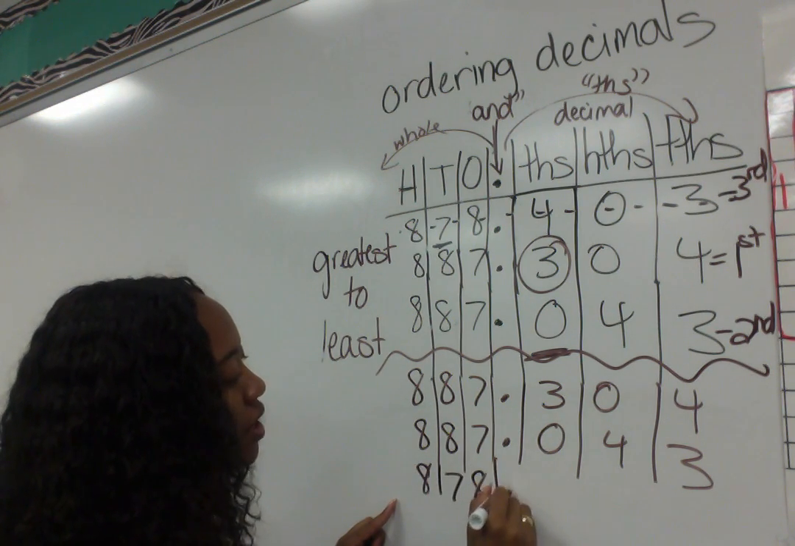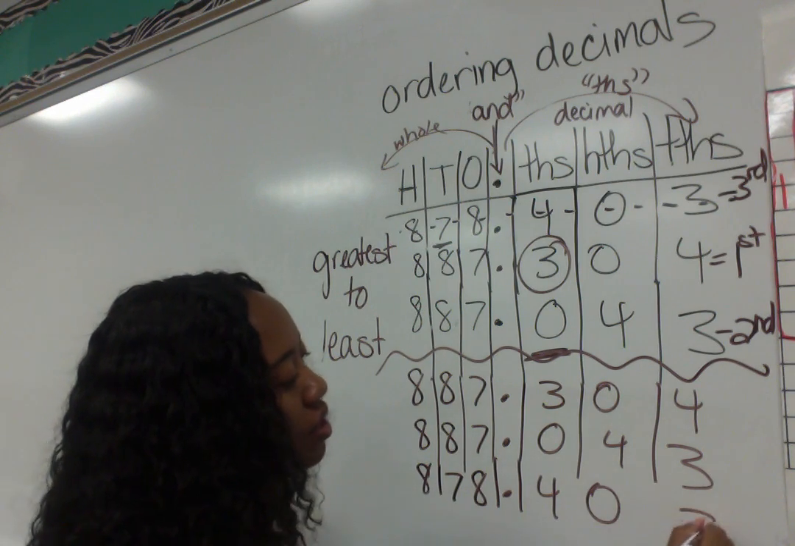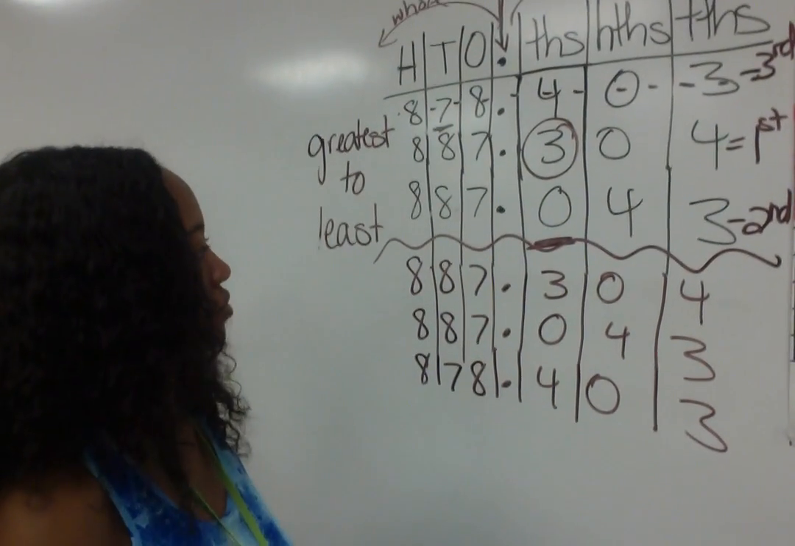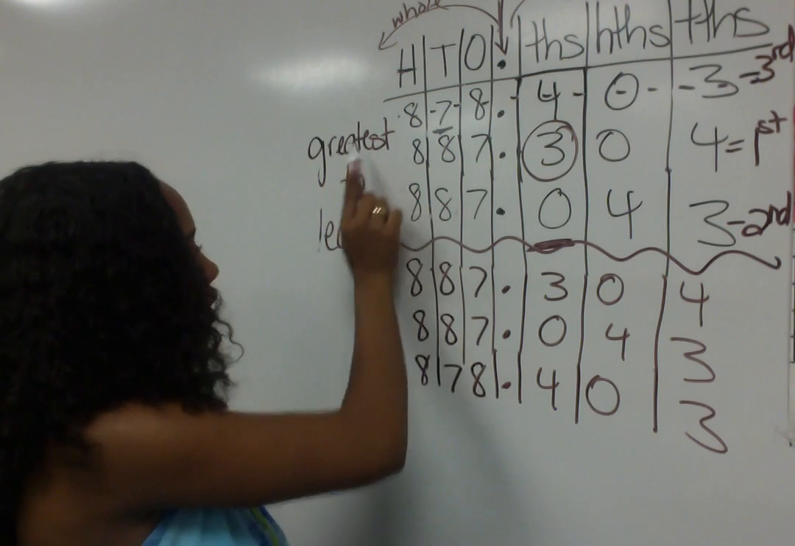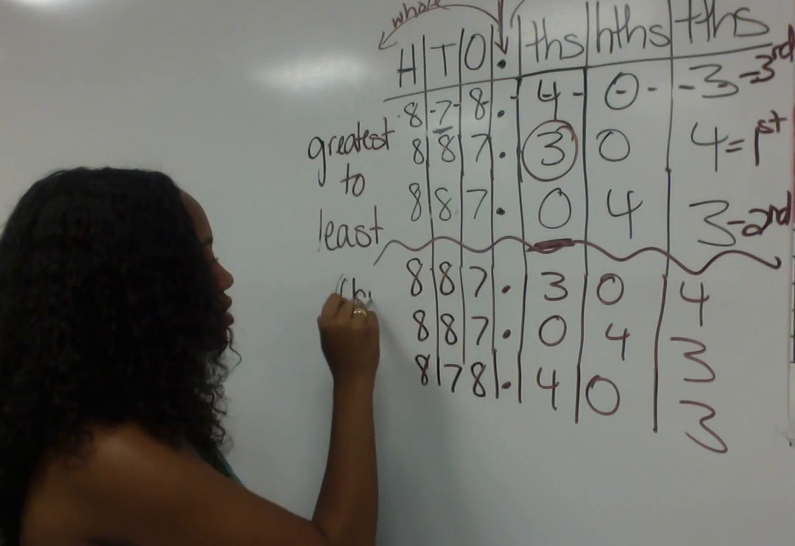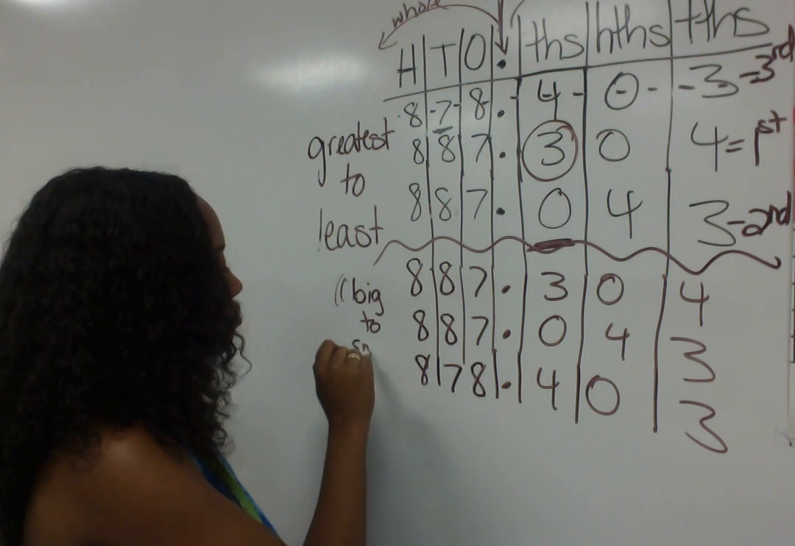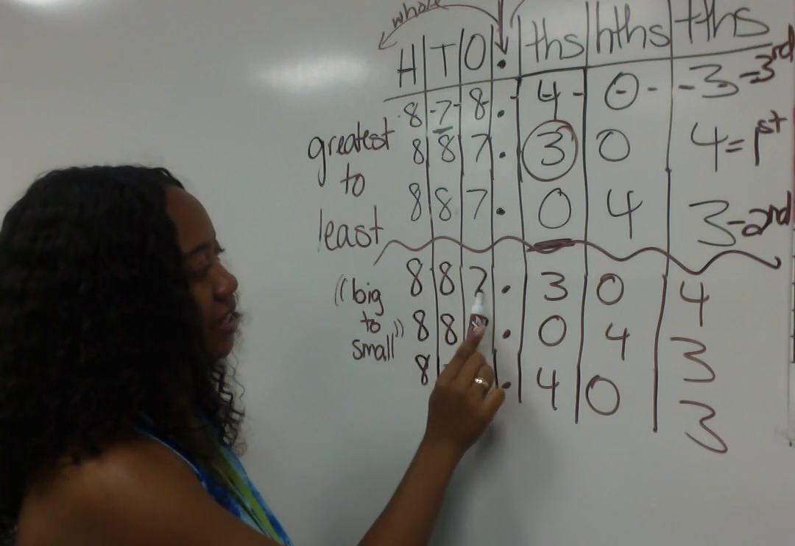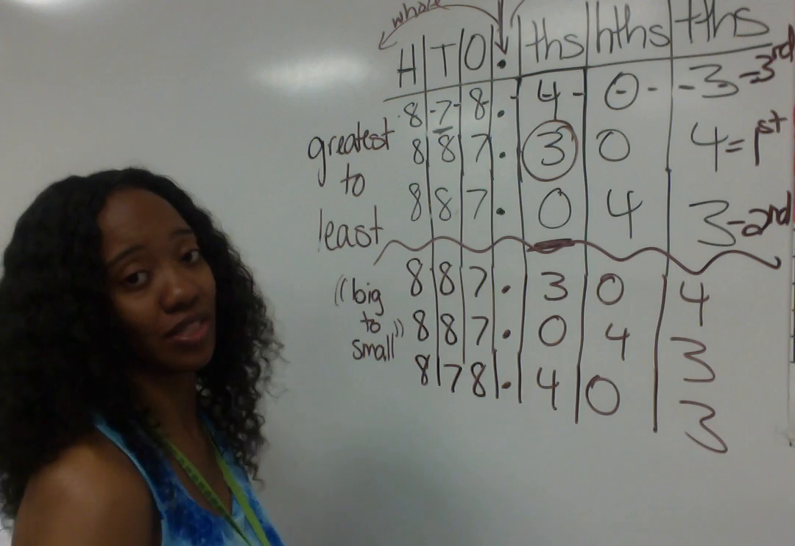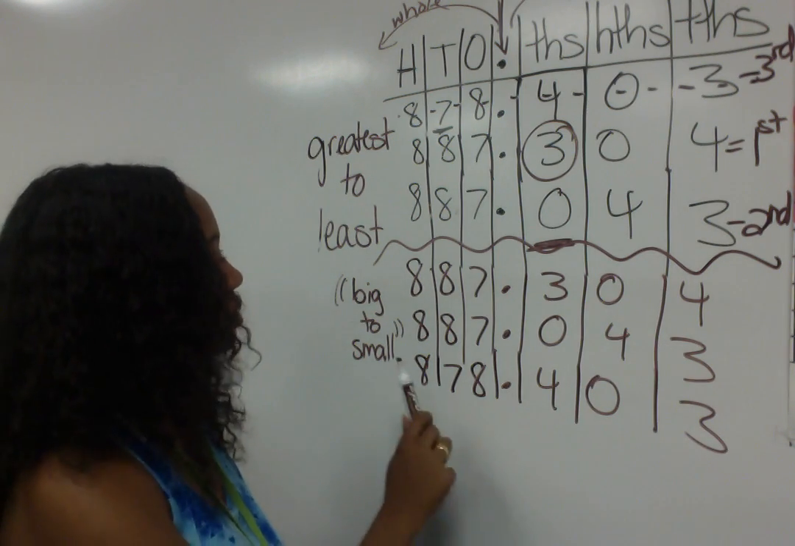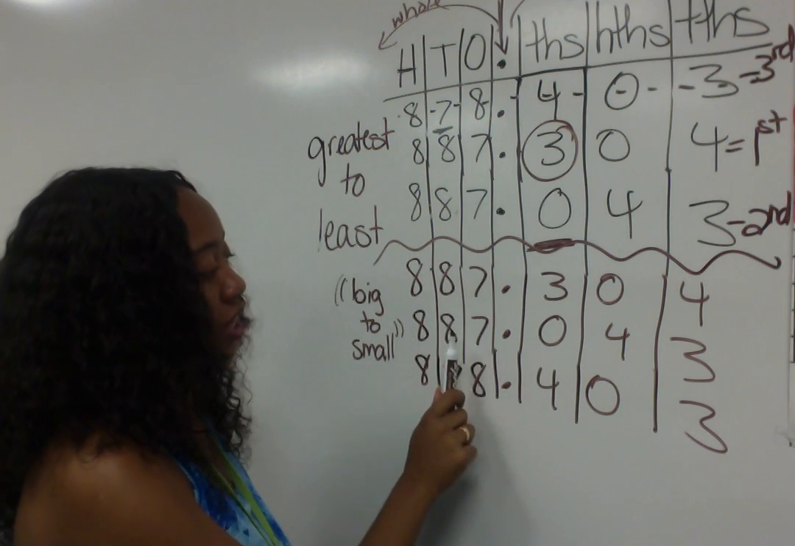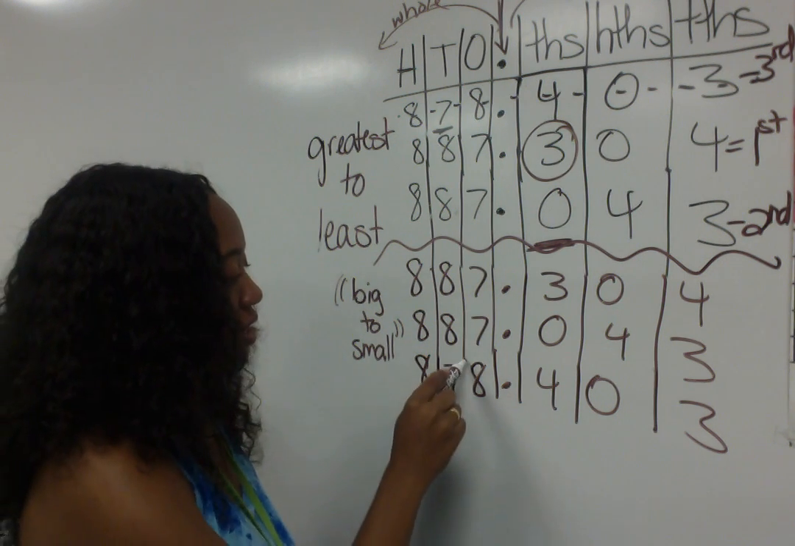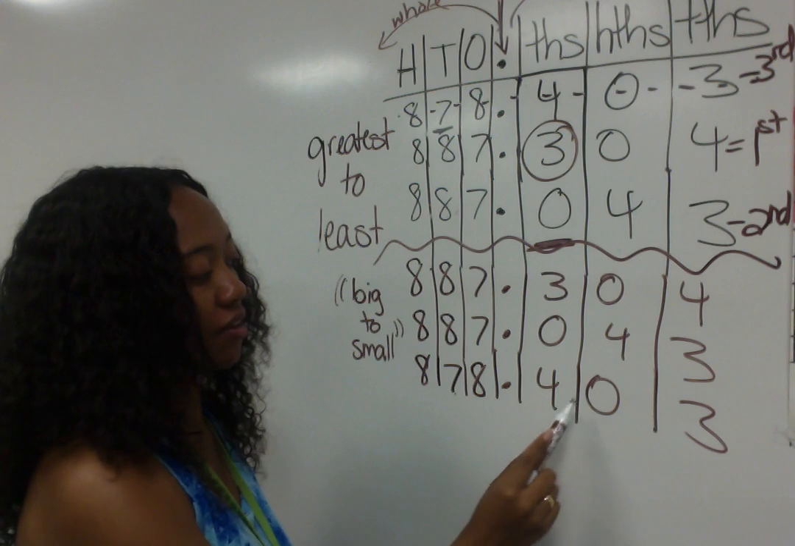878 and 403 thousandths. Greatest, which is the biggest. So again, biggest, big to small. 887 and 304 thousandths. Sounds like a lot of money. I dropped from that amount to 887 and 43 thousandths. And the last number I have is 878 and 403.